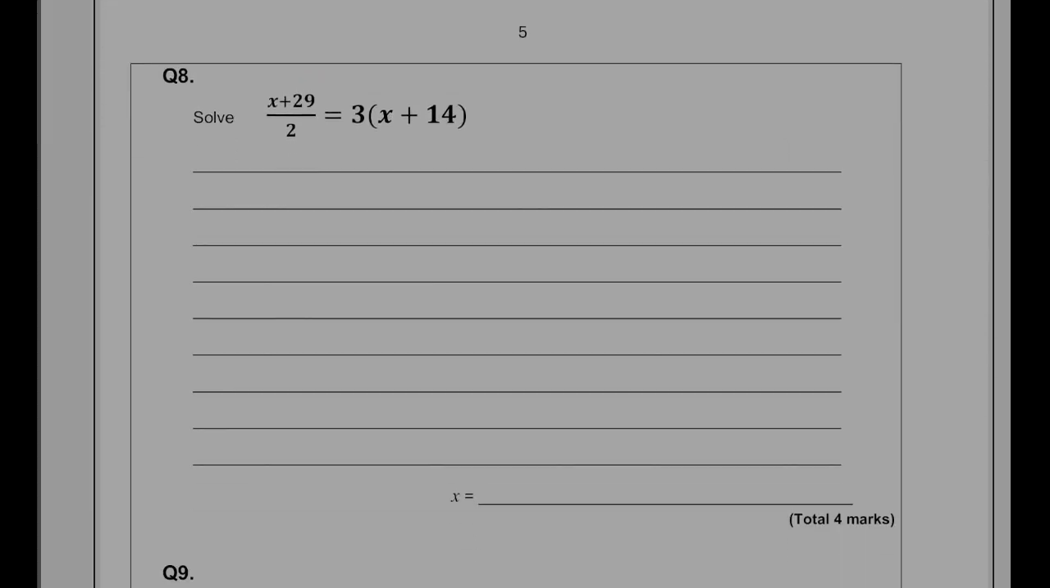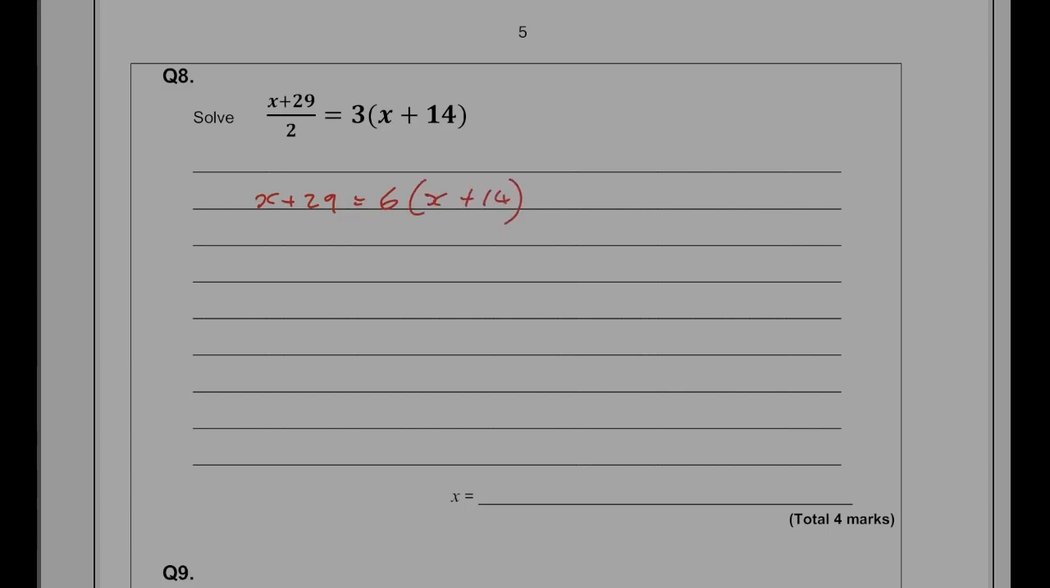Question 8. Solve (x + 29)/2 = 3(x + 14). Right, so I'm going to start by getting rid of this denominator by timesing both sides by 2. That would give me x + 29 = 6(x + 14).